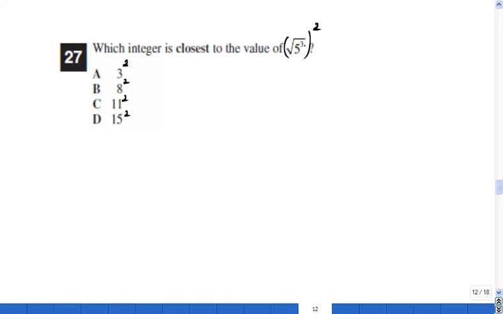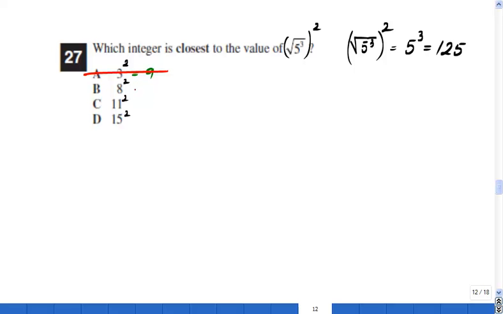What is square root of 5 to the third squared? Well, square root of 5 to the power of 3, everything squared, will be 5 to the third power, which is 125, right? Okay, well, let's square these possible answers here. What is 3 squared? 9. Well, 9 is different than 125, right? That tells you that A cannot be the answer.